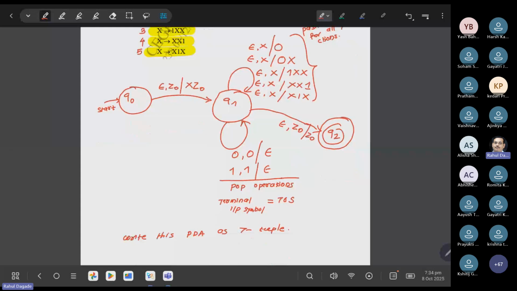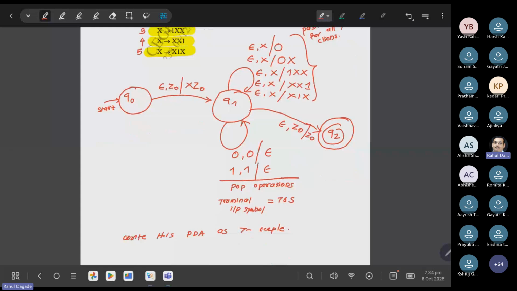So now input is 1 0 0. We will push 1XX. That is, X is removed, Z0 remains. So what are we doing? We are pushing a production. Which production? X gives 1XX is pushed onto stack.